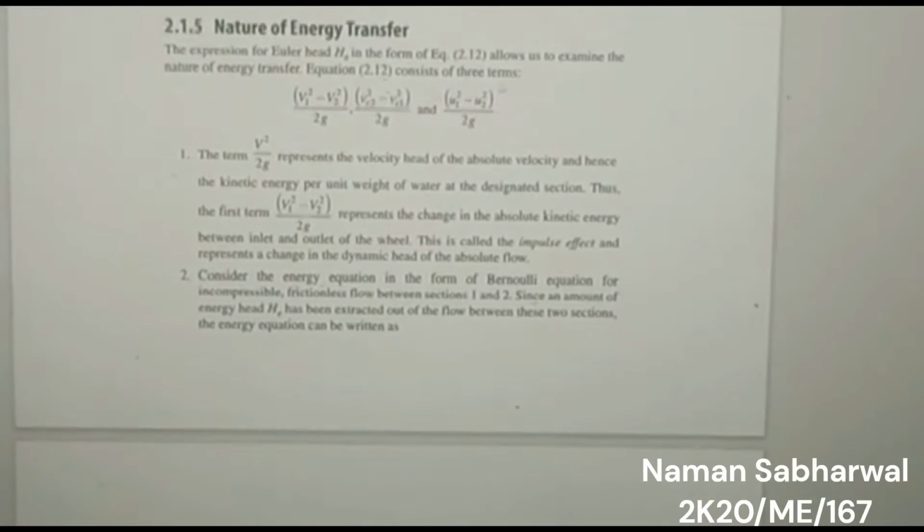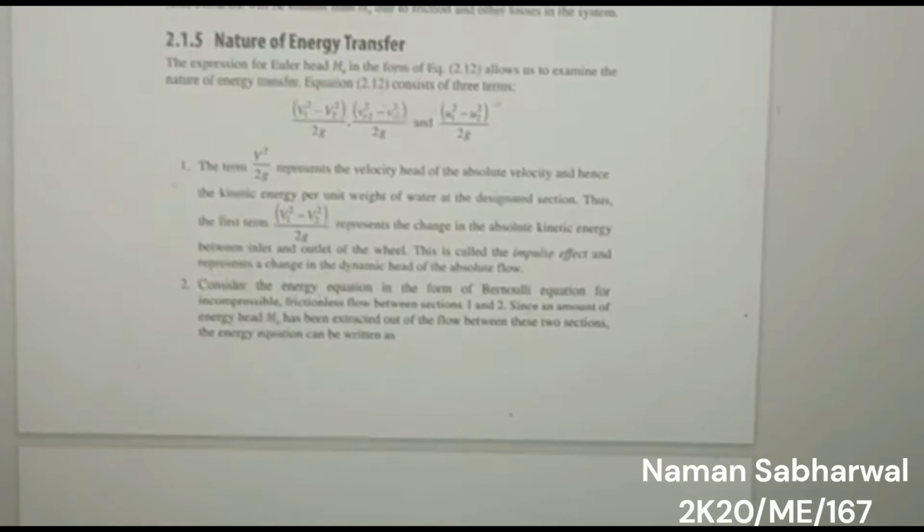I will be moving on with the next topic, that is nature of energy transfer, which I will be just explaining. Now we'll move on with the next topic, which is nature of energy transfer.